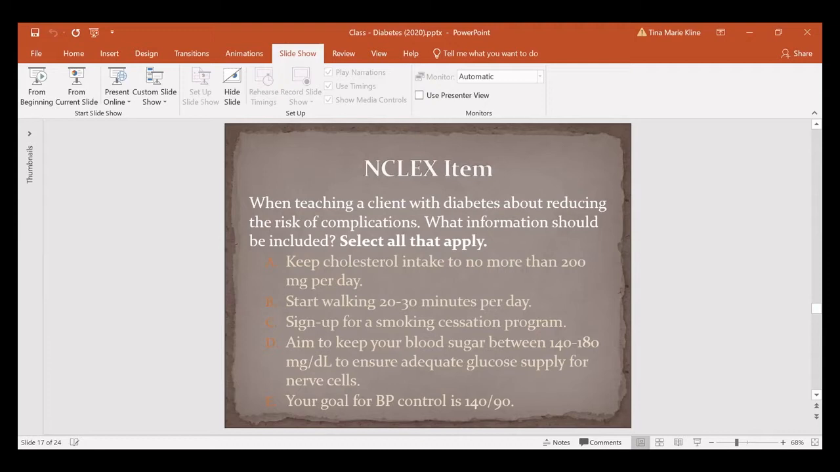Sign up for a smoking cessation program. Absolutely. Okay. Absolutely.